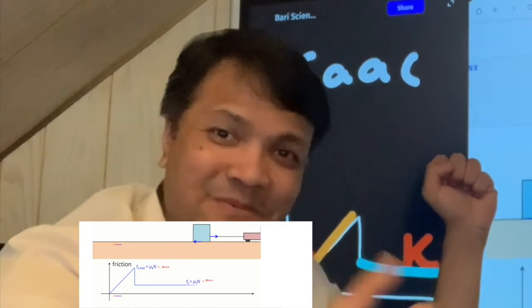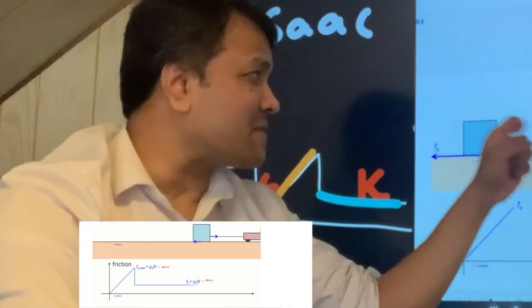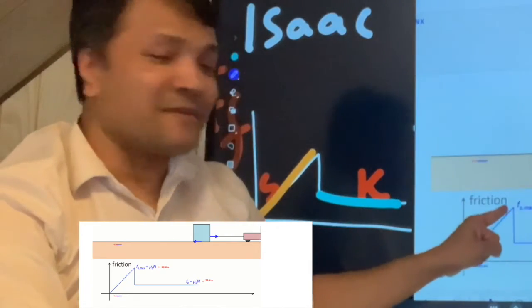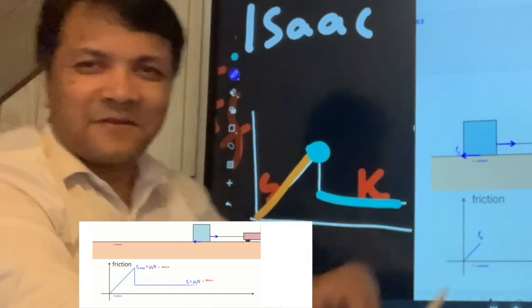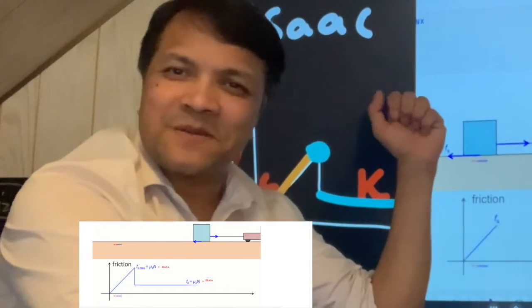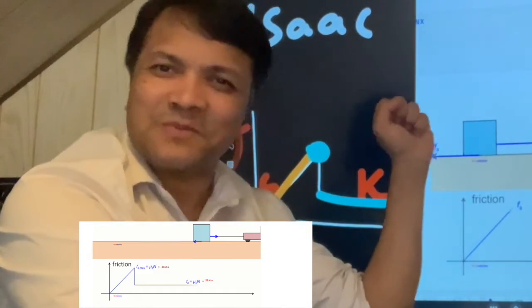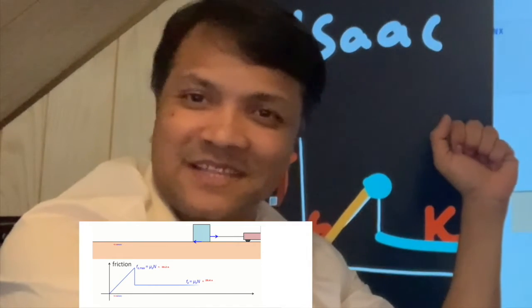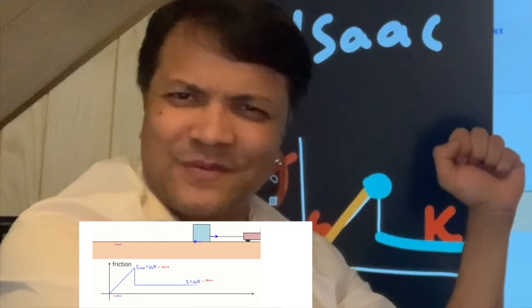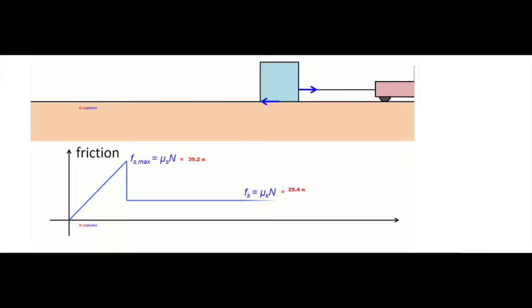What is the maximum static friction? Maximum static friction is right here on the top. What is that maximum static friction? Maximum static friction for this problem is 39.2. How is it 39.2? It is 0.4, which is mu s, times Fn, which is 98 Newton.